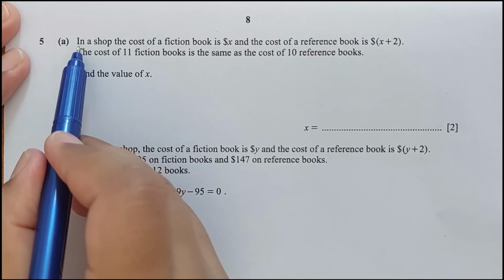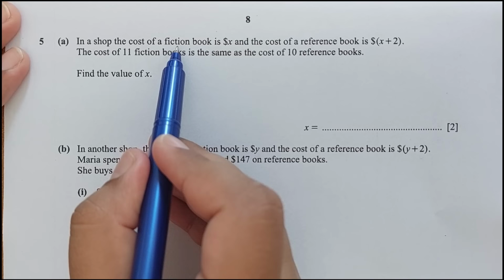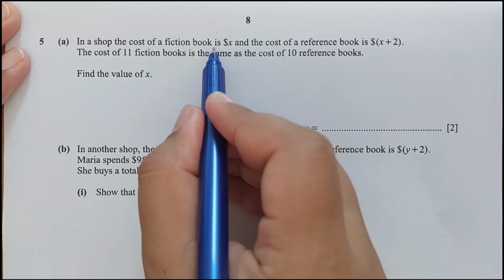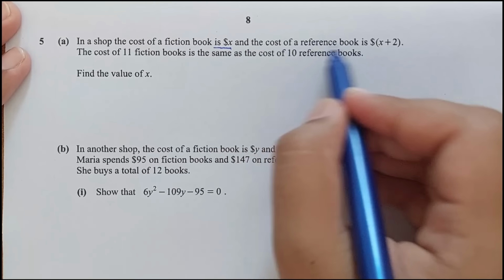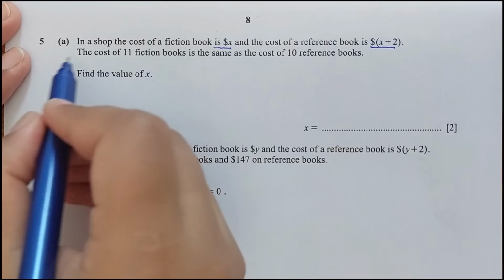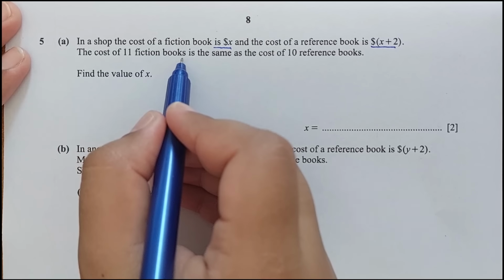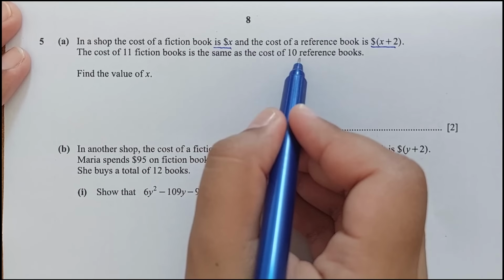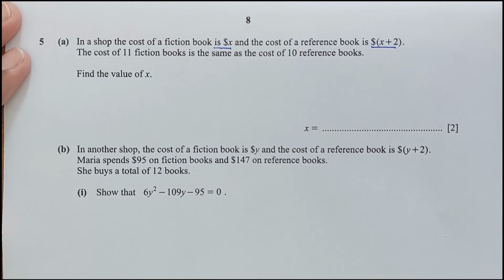Question number 5, part A. In a shop, the cost of a fiction book is $X and the cost of a reference book is X plus $2. The cost of 11 fiction books is the same as the cost of 10 reference books. Find the value of X.